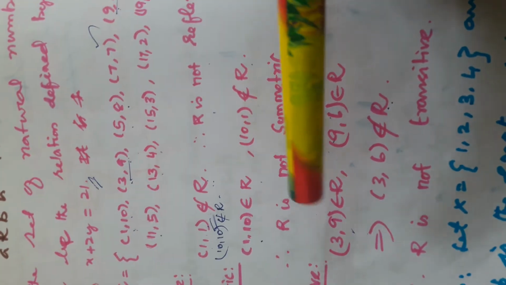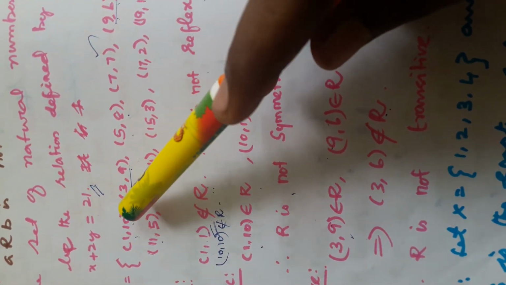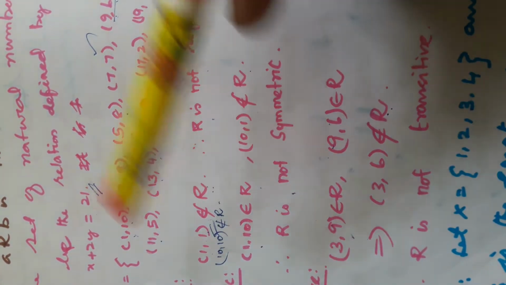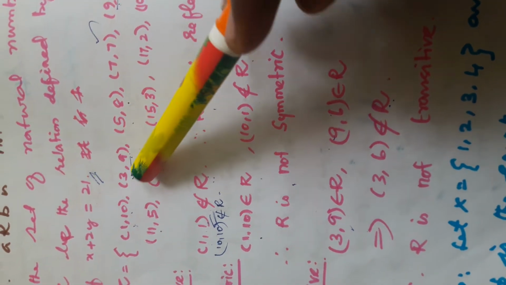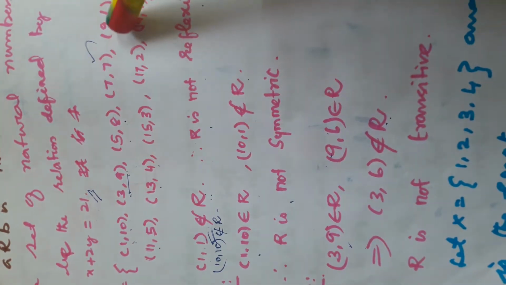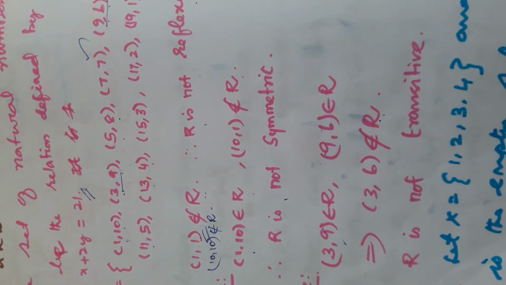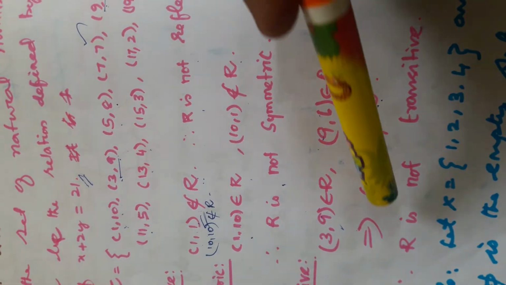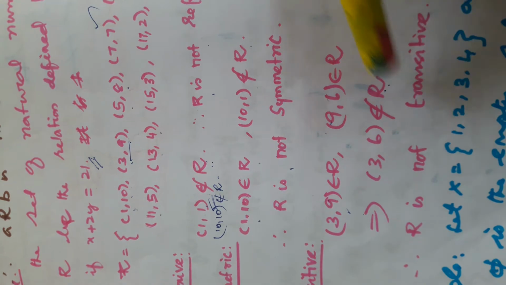So what about 1 comma 10? We don't have a pair with it like 10 comma 1, so we can continue with the third one, right? You have to see where you have the relation: 3 comma 9 and 9 comma 6 you have the relation. Like that you have to check for all the elements. So here R is not transitive because 3 comma 6 does not belong to R.